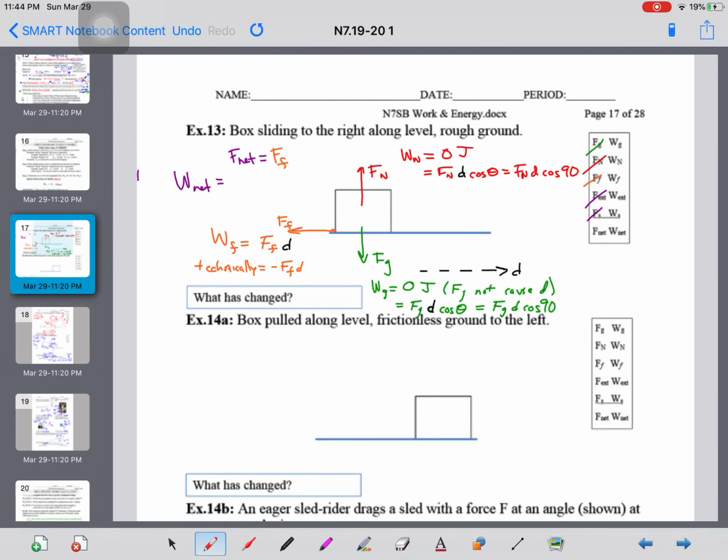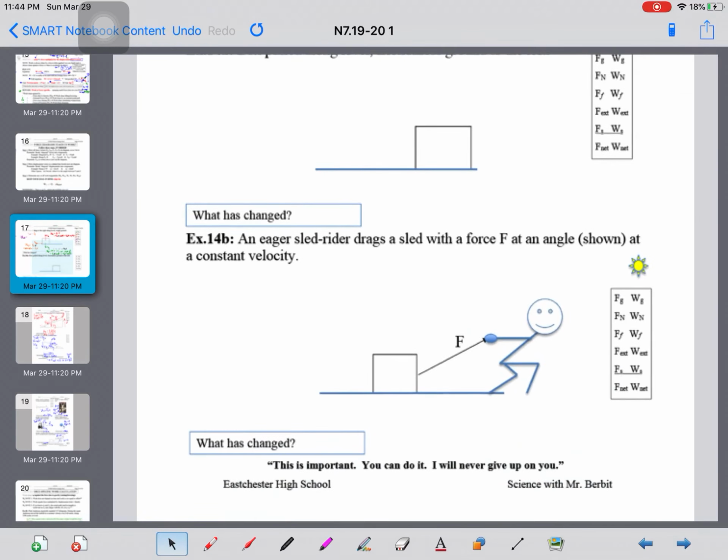We'll start moving a little faster. And actually working backwards is not bad because we're getting to the more common scenarios here. This one. So sled rider, we got a constant velocity. So the net work you know already is 0, which means there's no delta KE. But of course there's no delta KE. It's at a constant velocity.